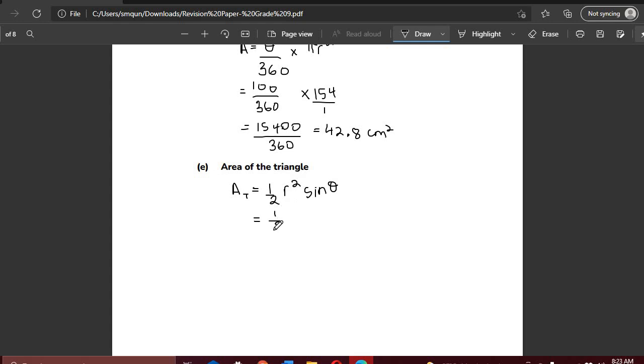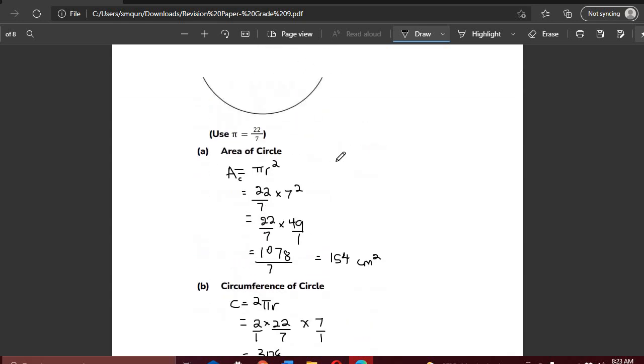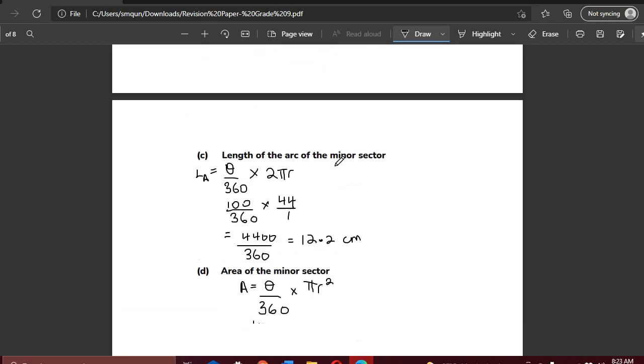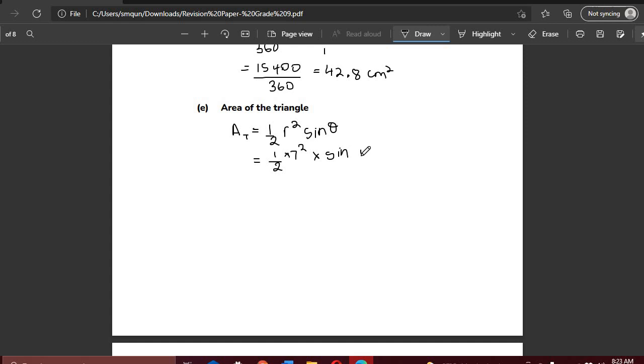So that's going to be half. We know r was 7 centimeters, so I'm going to put times 7 squared times sine. So we know that the angle that was formed in the sector, or the angle in the triangle, as a matter of fact, the angle in the triangle is 100 degrees. So we're going to put that for theta. Okay, so powers first. We're going to find out what 7 squared is before we multiply. That's going to give you 49.